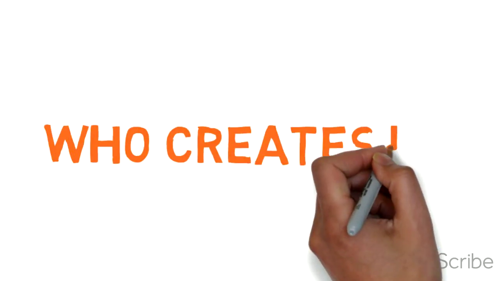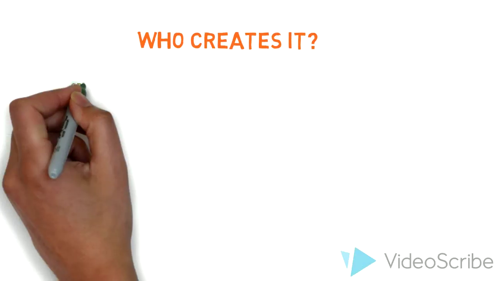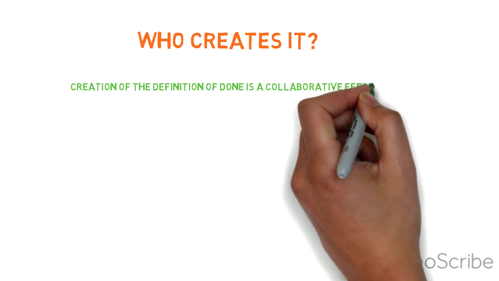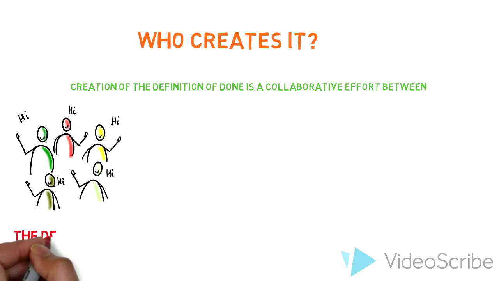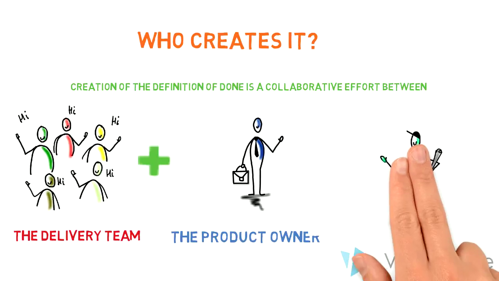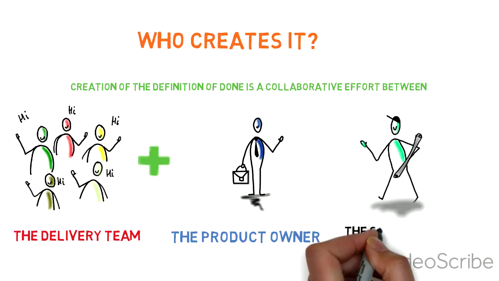Who creates it? Creation of the definition of done is a collaborative effort between the team and the product owner, where the Scrum Master will act as a facilitator.